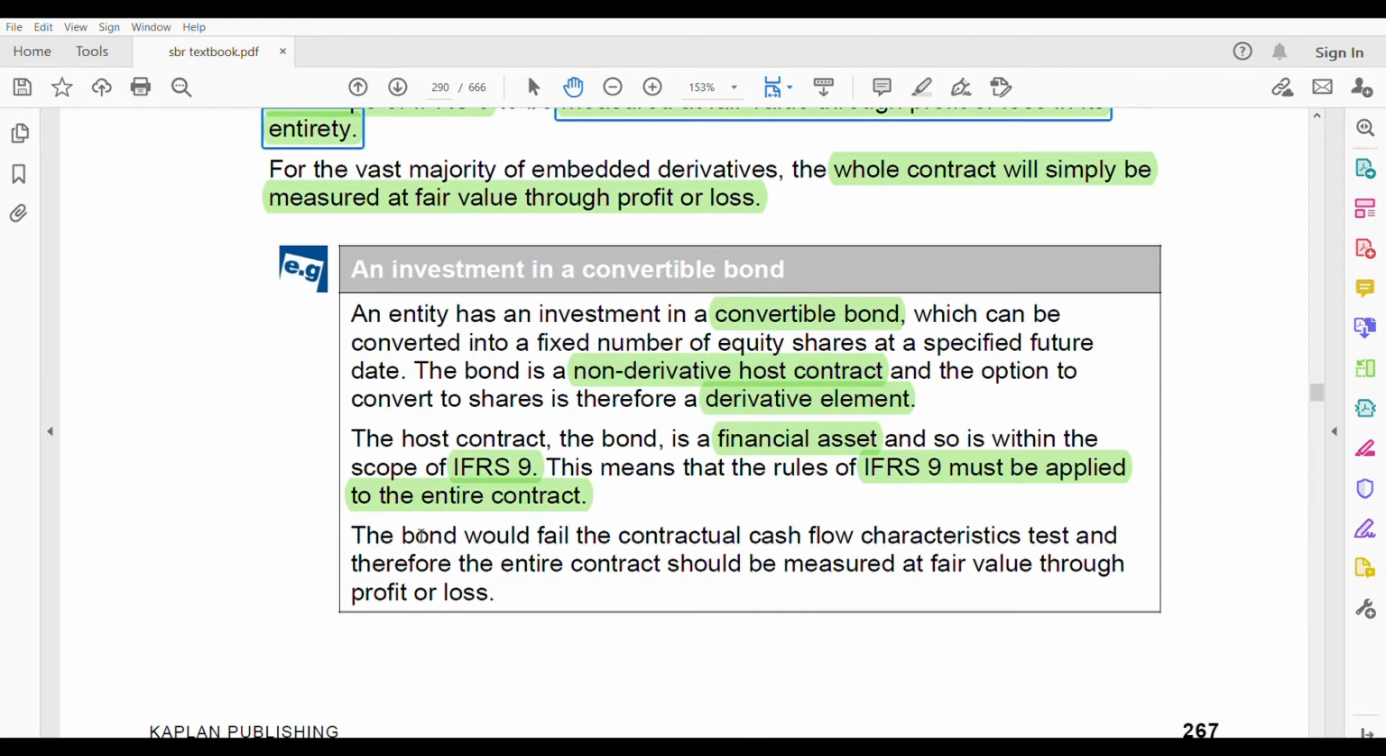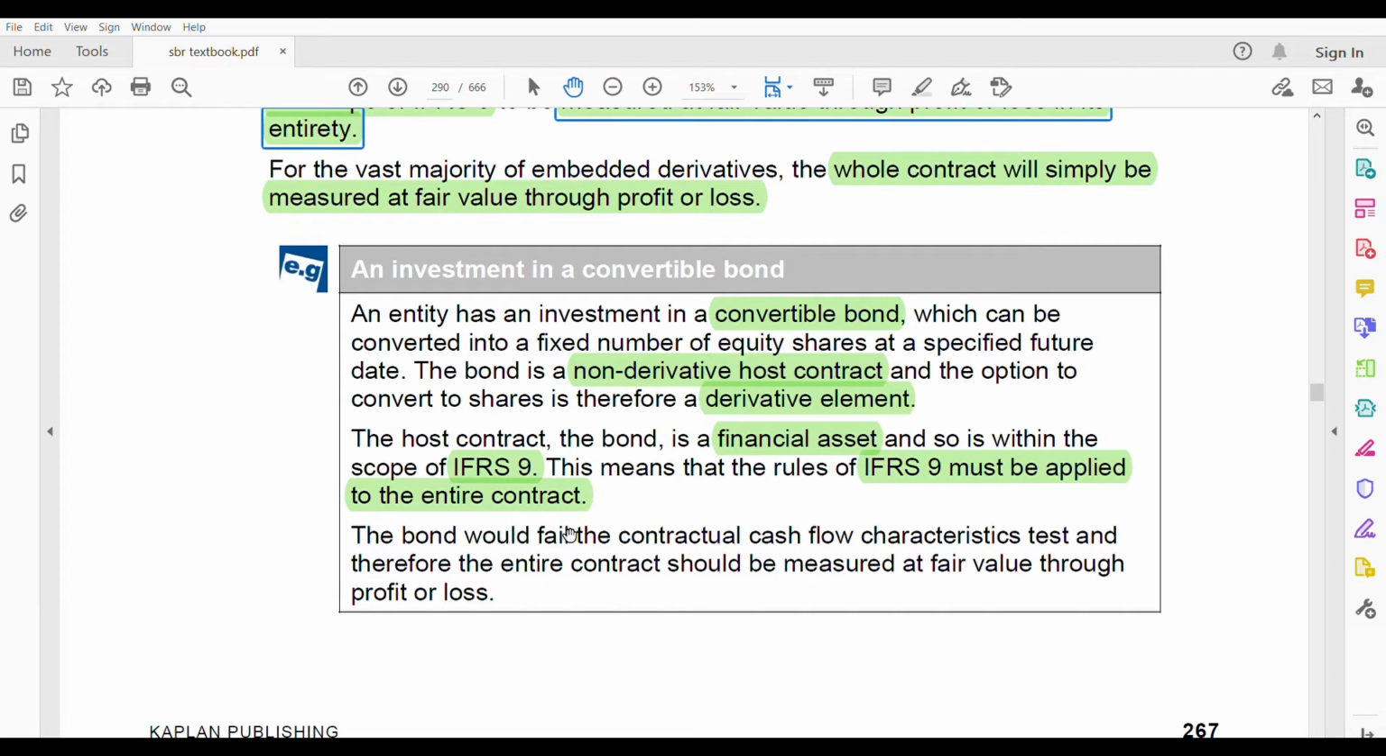So the bond would fail the contractual cash flow characteristics test. Remember the bond, a financial asset. You can measure it in two ways: one is fair value through profit and loss, the other is amortized cost. But first you always have to see whether you can apply amortized cost. Only then comes fair value through profit and loss. That means you have to do a test to decide whether amortized cost will apply or not.